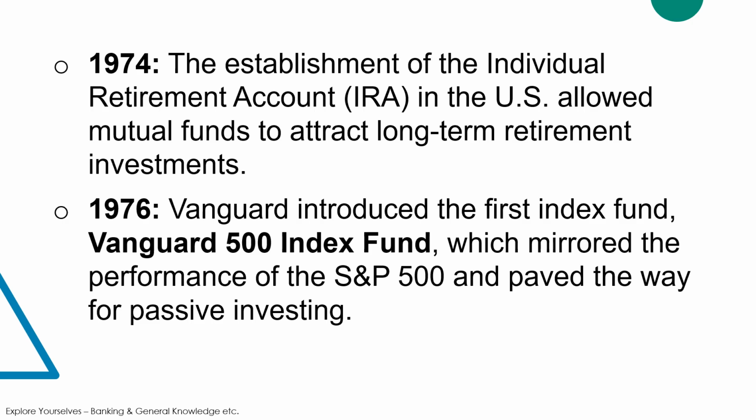1974, the establishment of the Individual Retirement Account (IRA) in the US allowed mutual funds to attract long-term retirement investments. 1976, Vanguard introduced the first index fund, Vanguard 500 Index Fund, which mirrored the performance of the S&P 500 and paved the way for passive investing.